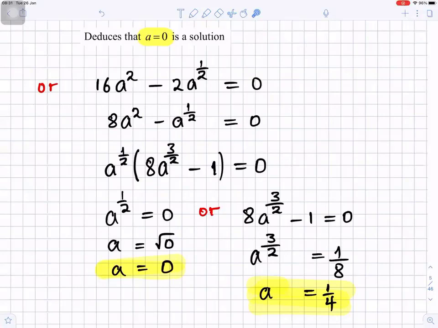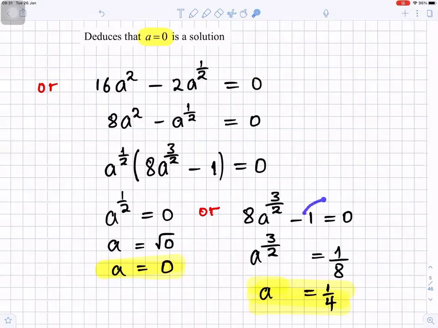So either a to the half is equal to 0, or 8a to the power 3 over 2 minus 1 equals 0. A to the half equals 0, and so a equals the square root of 0, and a is equal to 0. So that's the one which you can deduce, or you can use that algebra. And on the right hand side, you want to solve that.